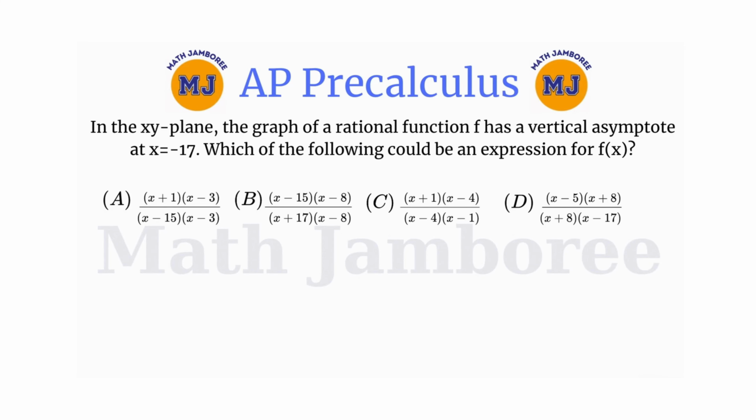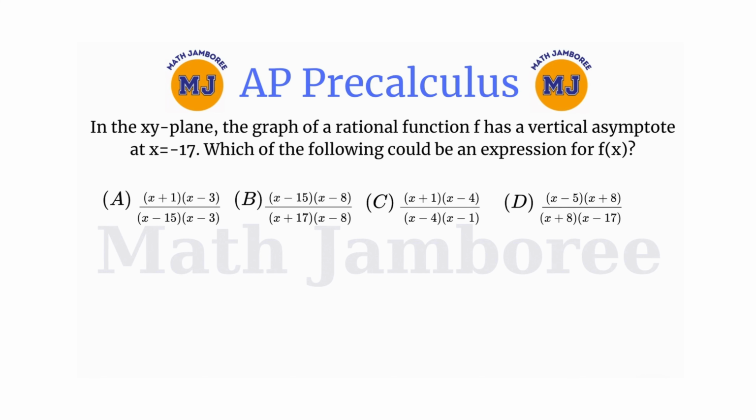In this video, we have another AP Precalculus type of a question from the topic of rational functions and vertical asymptotes. Let's solve it together. In the xy plane, the graph of a rational function f has a vertical asymptote at x equals negative 17. Which of the following could be an expression for f of x?